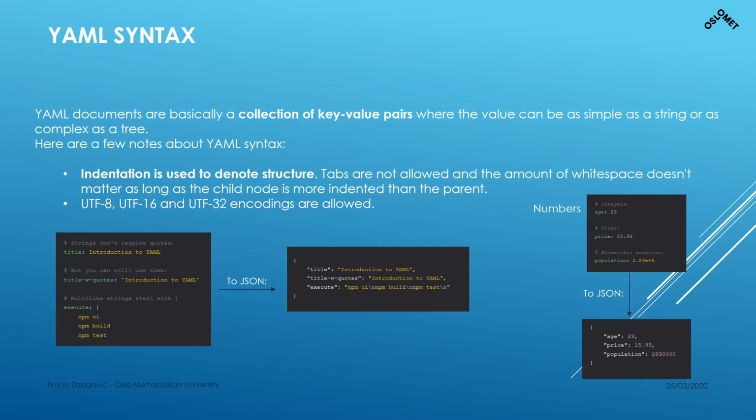These are some examples. For example, if you want to use some strings, you can write them like this: title, colon, space, Introduction to YAML. So this will translate directly to this way of writing in JSON. The numbers also, you don't have to put quotations, you just put the age and the number, the price and the number. So it's a little bit less complicated than JSON.